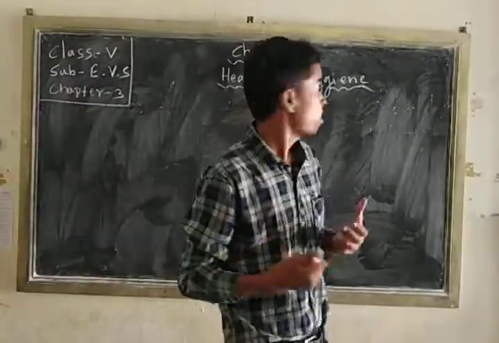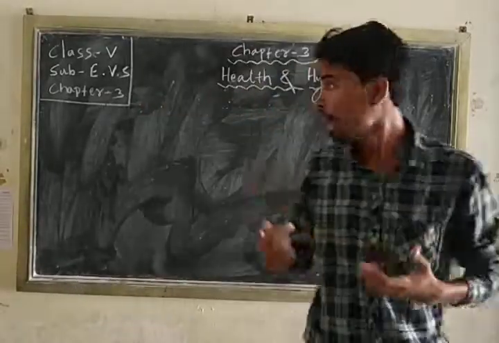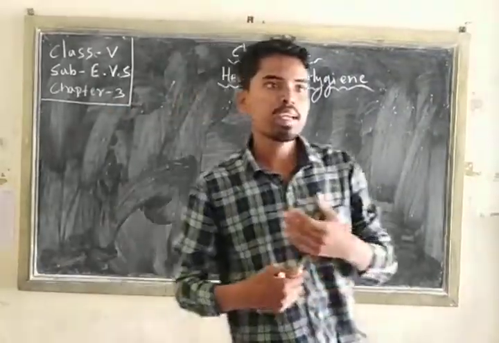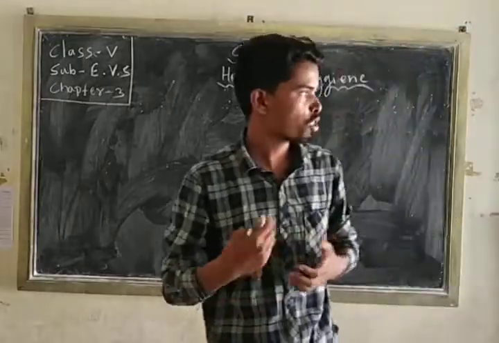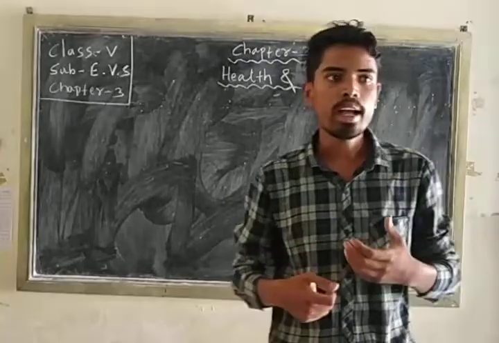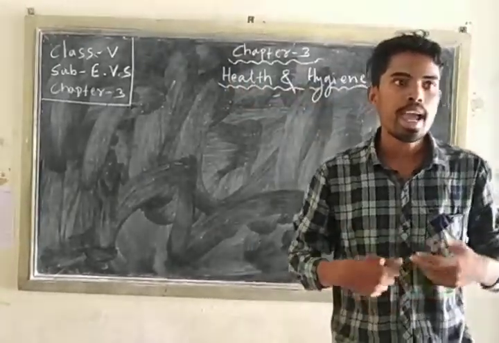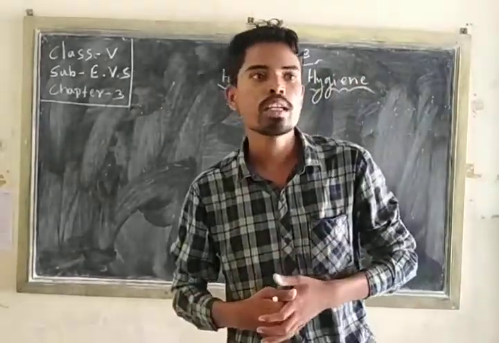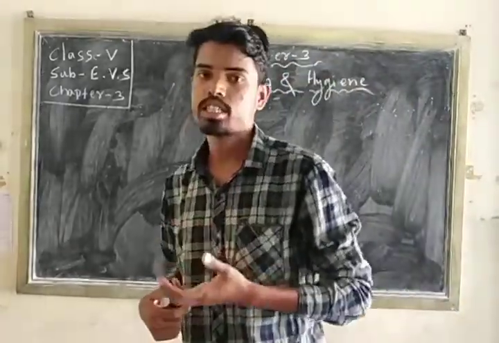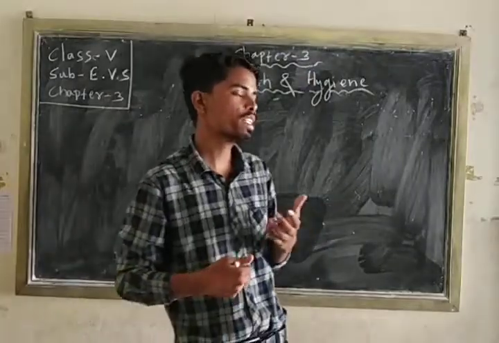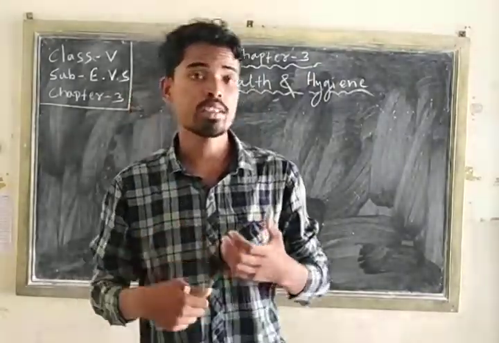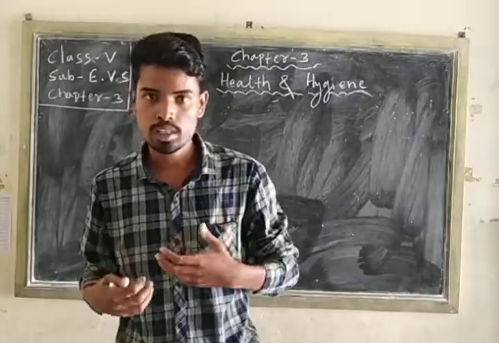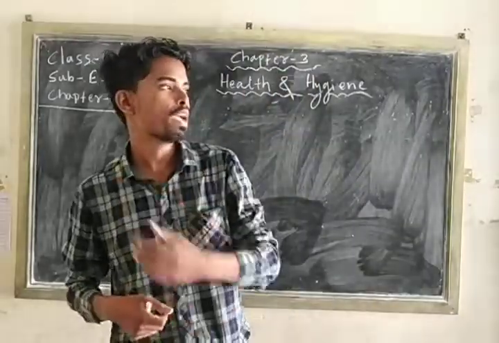Now let us come to the topic. What is health and hygiene? You will learn the details. A good life is possible when we are physically fit, and a healthy life is possible when we are also mentally fit. There are different types of nutrients. What are nutrients? Nutrients provide us energy and maintain our body functions. There are 5 types of nutrients.